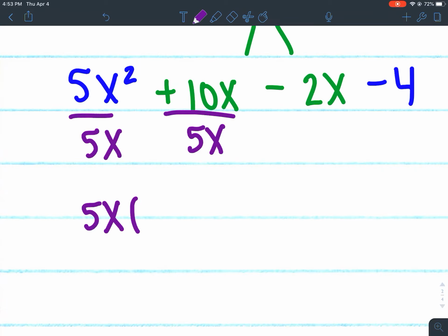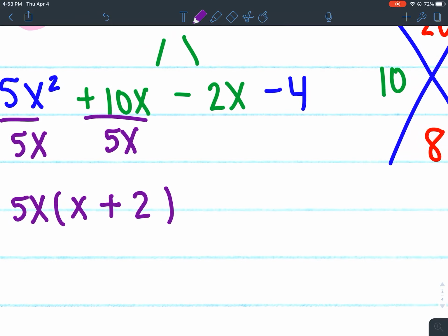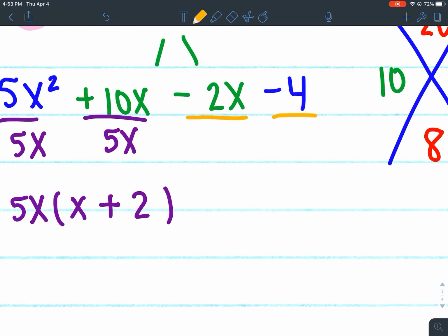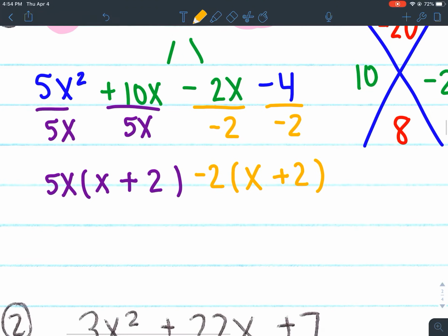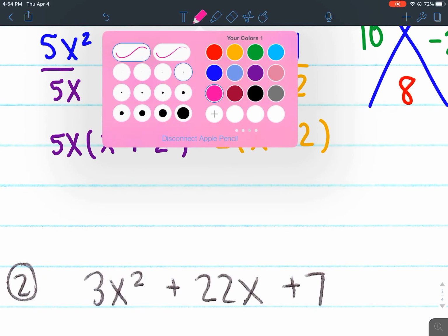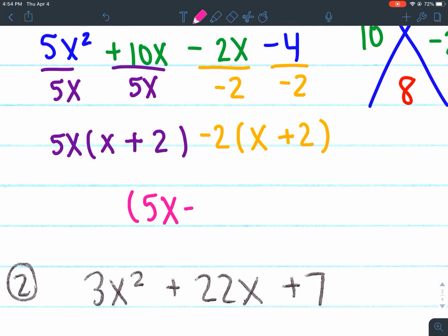So I have 5x on the outside, and on the inside I have x plus 2. And then over here, my GCF is negative 2, because that third term is negative. So we have negative 2 times positive x plus 2. Okay, and so my answer is going to be 5x minus 2, and then x plus 2.